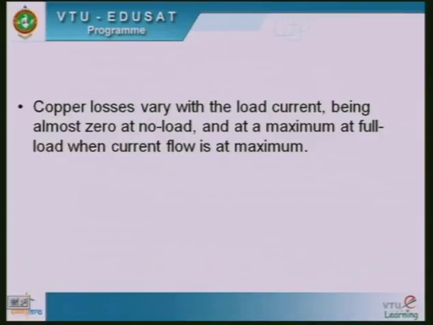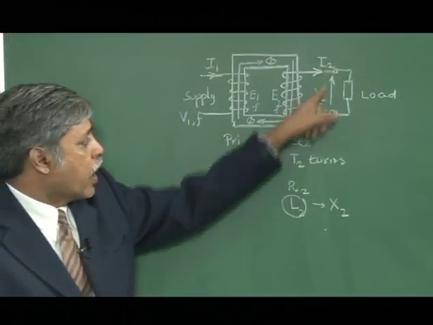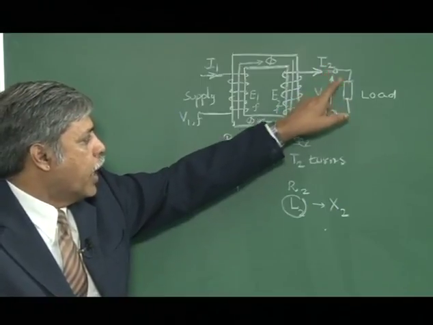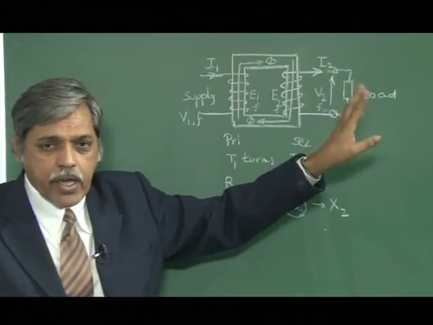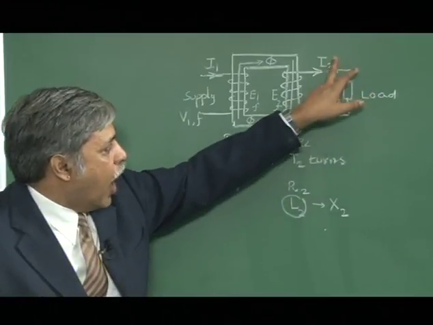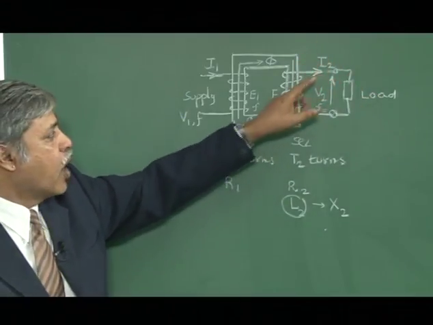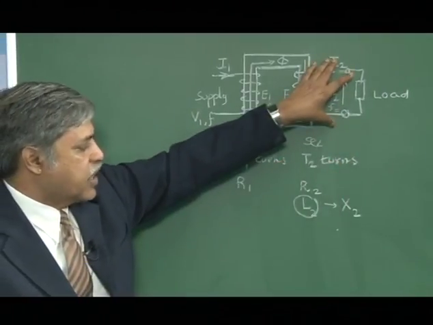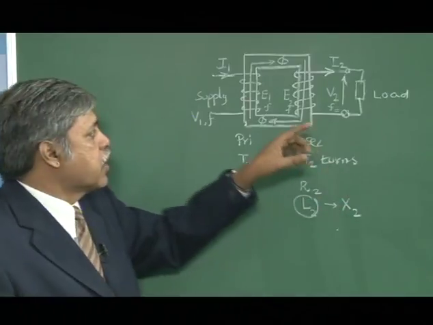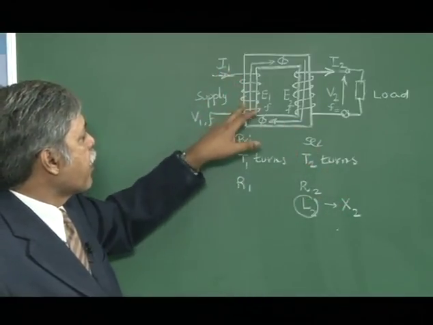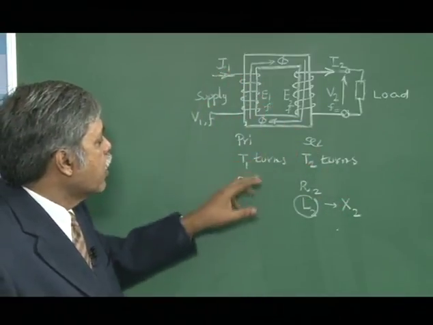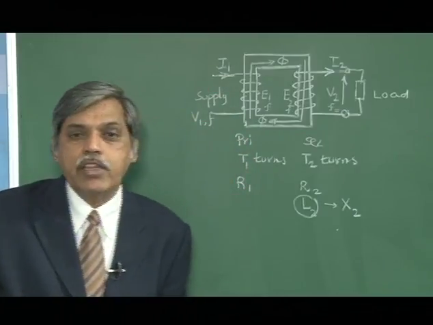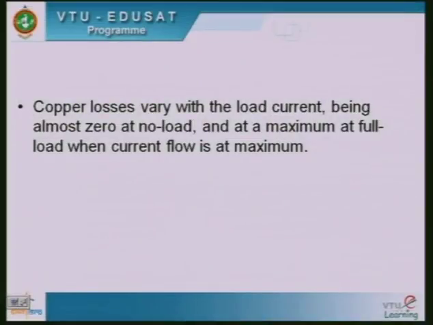Now, the copper losses are also called I square R losses, and the current in the secondary, I2, depends upon the load. As you keep increasing the load, I2 also changes, therefore I2 square R2, the copper loss in the secondary, is a variable loss. Similarly, the copper loss in the primary winding, I1 square R1, is also a variable loss. So combined together, the copper loss is a variable loss.